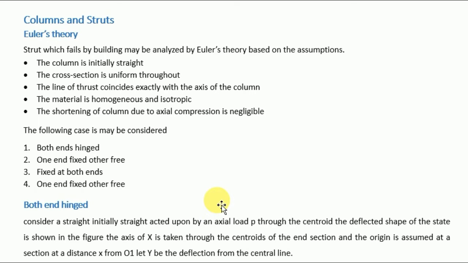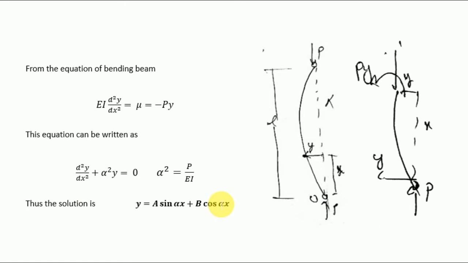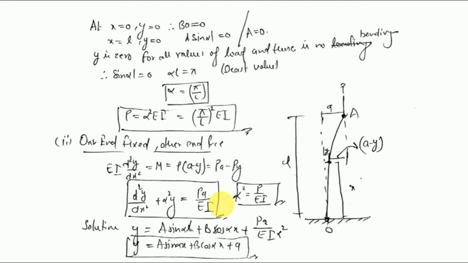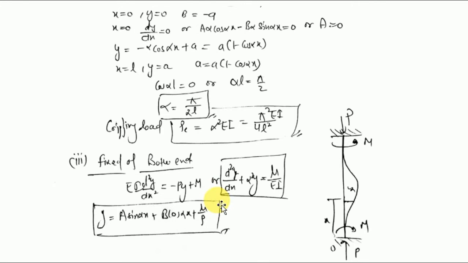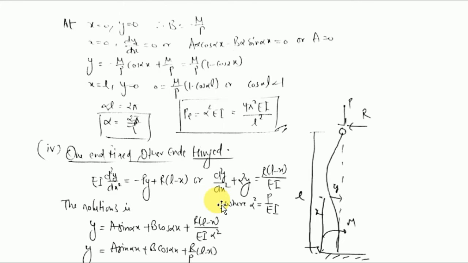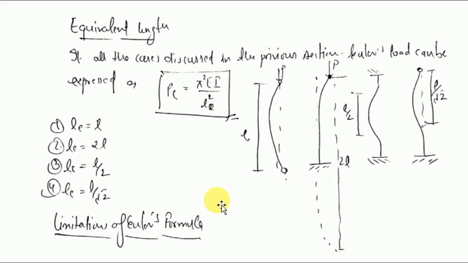Then we start with columns and struts. We find different cases of columns and struts by differentiating the different end conditions, and we formulated different formulas in terms of P, where P is known as the crippling load, and then further we generalize by introducing Euler's formula, which is shown here.